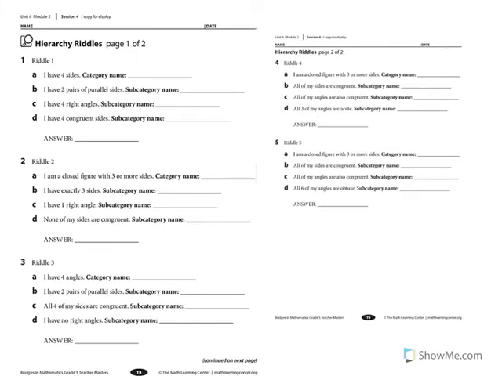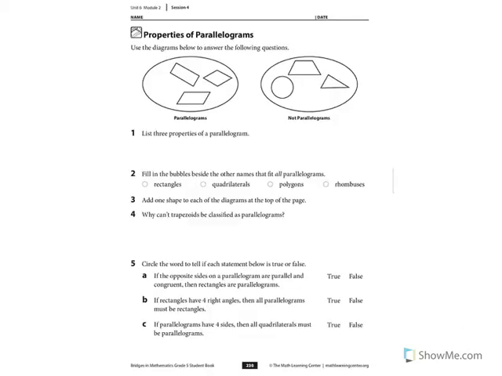So today, you will call a partner, and you will look at these 5 hierarchy riddles on Seesaw, and you will be trying to solve these 5 riddles together, using everything that you know about polygons to help you solve them. When you finish that, you'll do a quick review on the properties of parallelograms from your student book. Good luck. Call your teachers if you have questions.